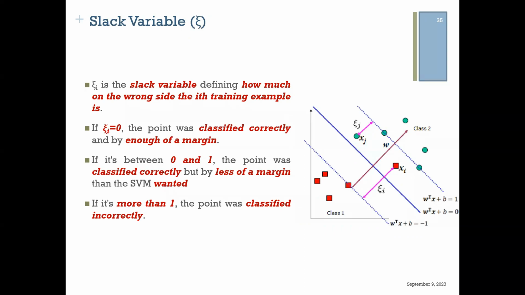So if the slack variable is 0, the point was classified correctly and by enough of a margin. But if it is between 0 and 1, then the point was classified correctly, but by less of a margin than the SVM wanted. The SVM has to compromise the margin it's looking at to be able to take care of it appropriately. And if it is more than 1, then the point was classified incorrectly.